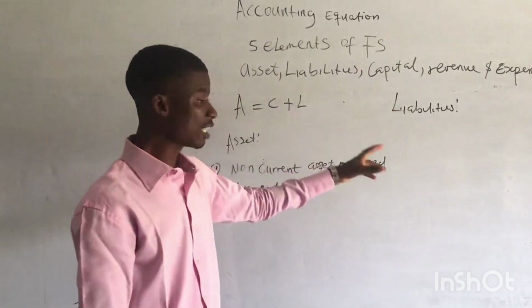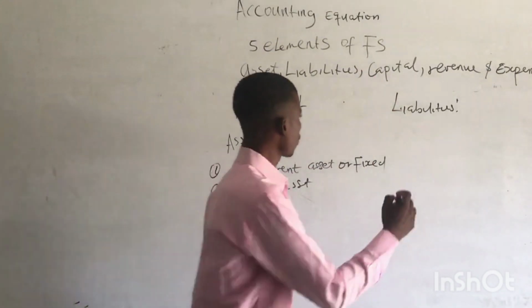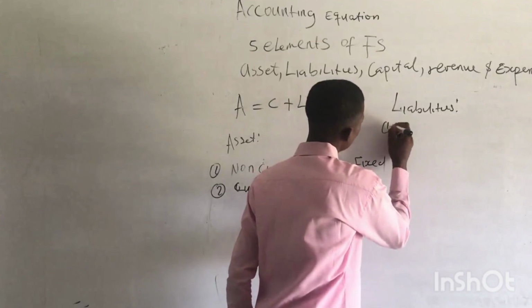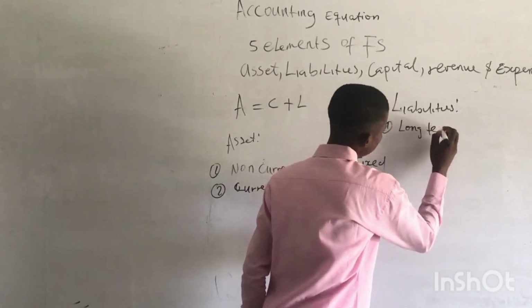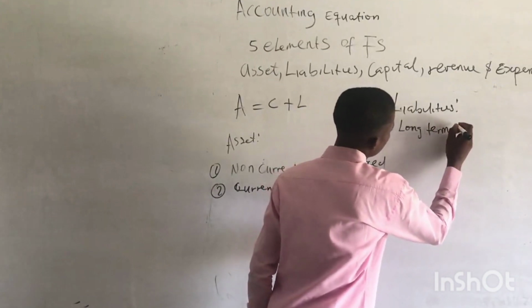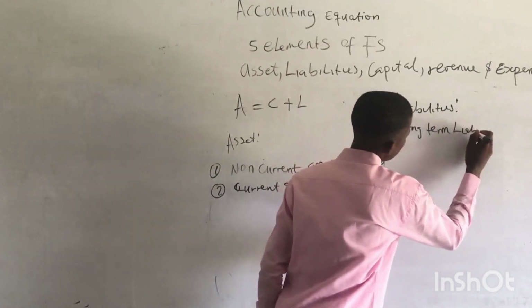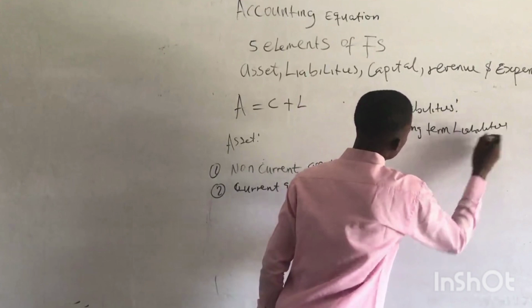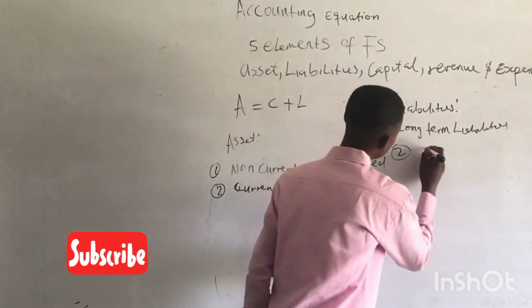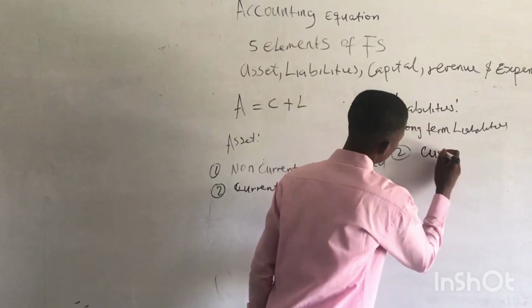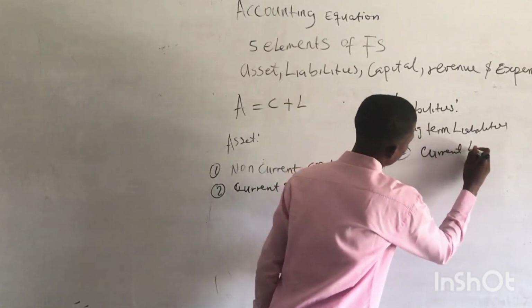We also have two types of liability, as we have here. We have long-term liability, and we have short-term or current liabilities.